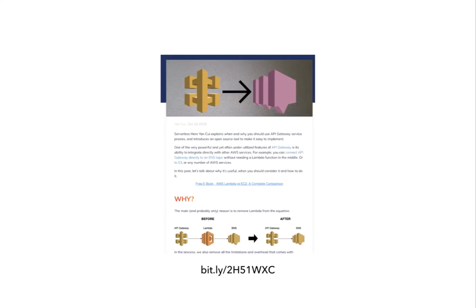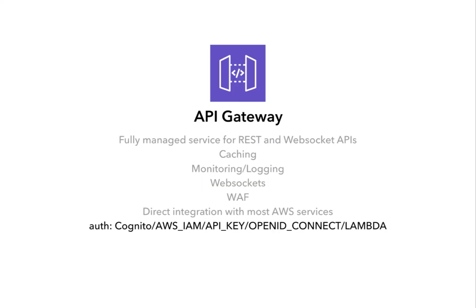But in case you're wondering why and when you should consider using API Gateway service proxies, then check out this blog post, where I discuss the why, when, and how of API Gateway service proxies. In terms of authentication and authorization, API Gateway supports all the different options that AppSync does and some more. It supports Lambda Authorizer, which you can use to implement custom authentication logic. And its API keys also support rate limiting and quotas, which is very useful for SaaS applications where you often need to limit how many API requests a client can make per month.